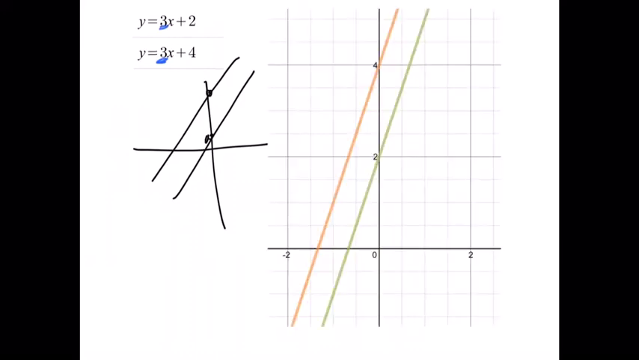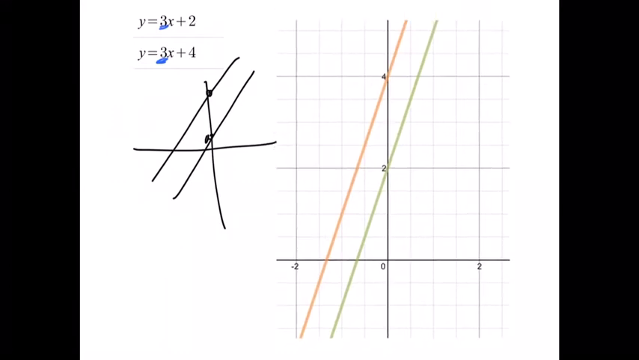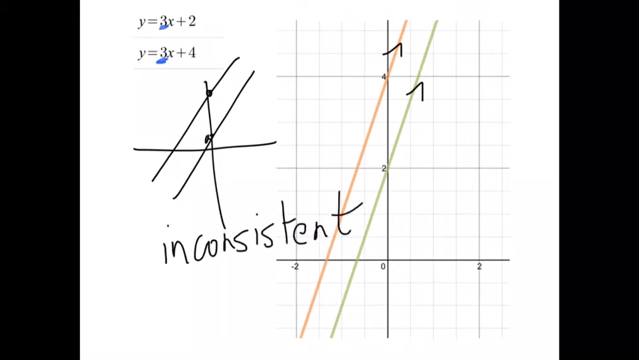All right, have a look at these graphs. The orange graph is 3x plus 4, and the green graph is 3x plus 2. So these lines are parallel. Now, are these consistent or inconsistent? Well, there's no solution, so you got it. Has to be inconsistent. So if you have no answer to a system of equations, you can write no point of intersection, or you can use a great vocab word, inconsistent.